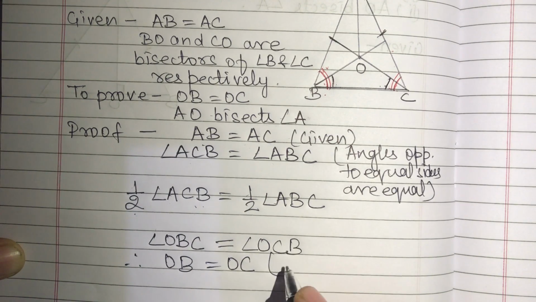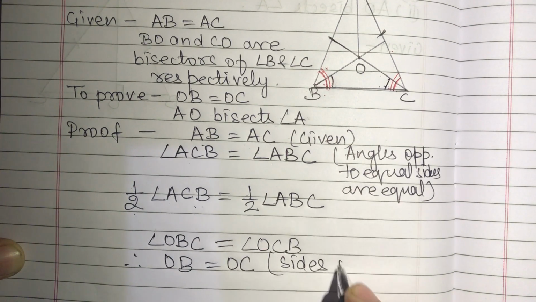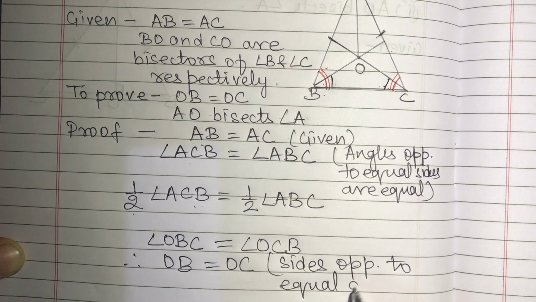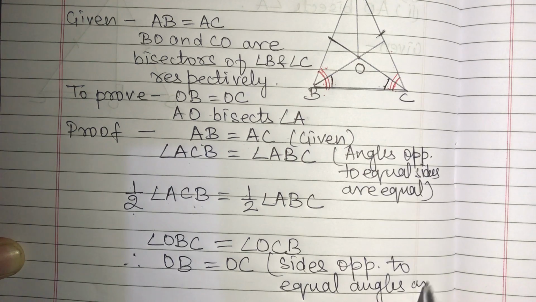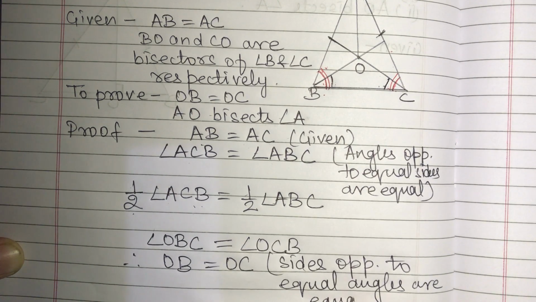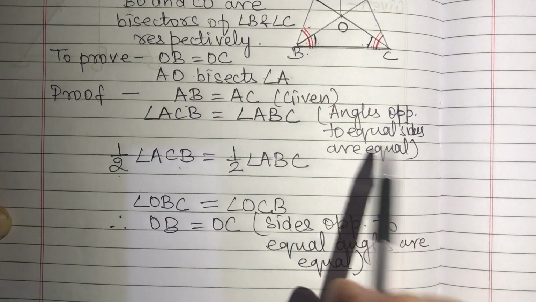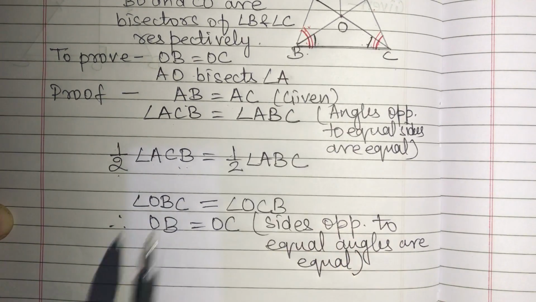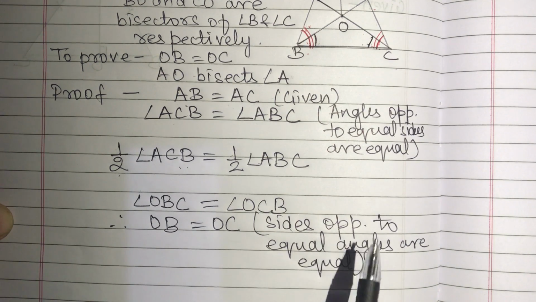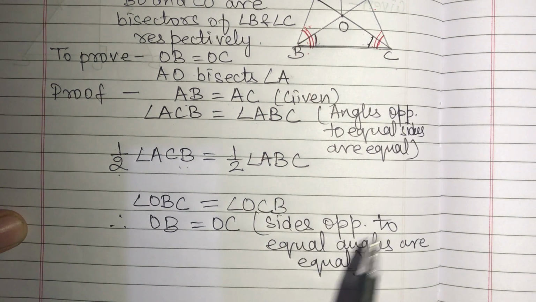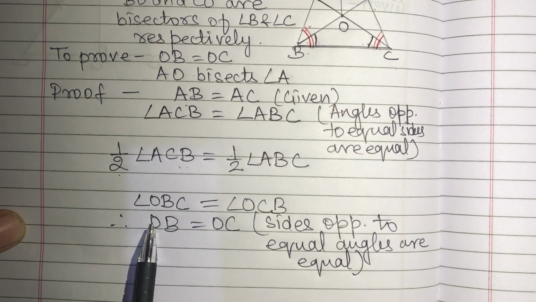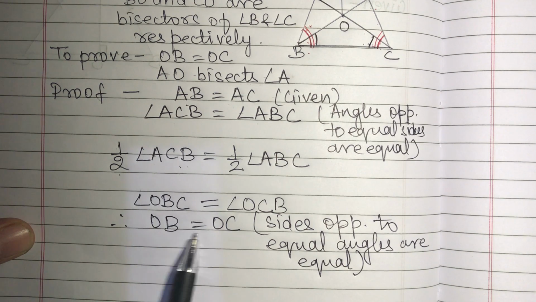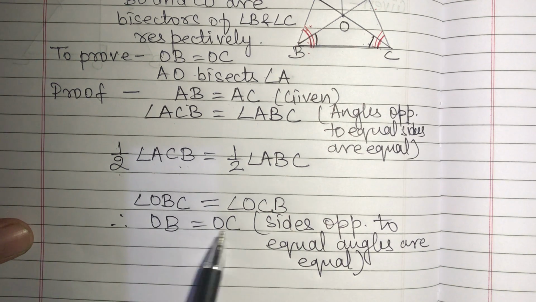Why? Because sides opposite to equal angles are equal. In triangle OBC, we have angle OBC equals angle OCB, so these two sides are equal, because we have learned that the sides opposite to equal angles are equal. So now we have OB equals OC. So the first part is done.